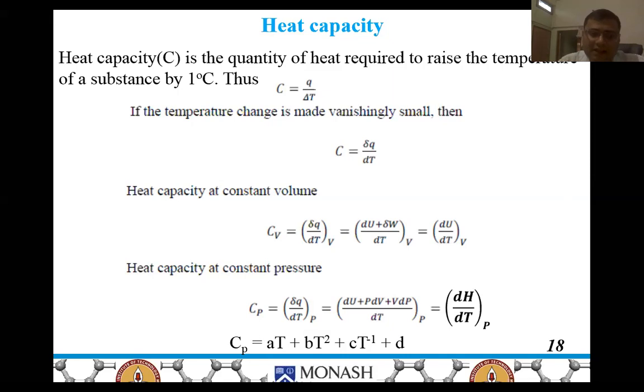And similarly, the heat capacity at constant pressure. So Cp is equal to delta Q upon dT at constant pressure. This can be represented as dU plus P dV plus V dP upon dT at constant pressure, and at constant pressure this V dP term will be equal to 0. So this can be represented as dH upon dT at constant pressure.